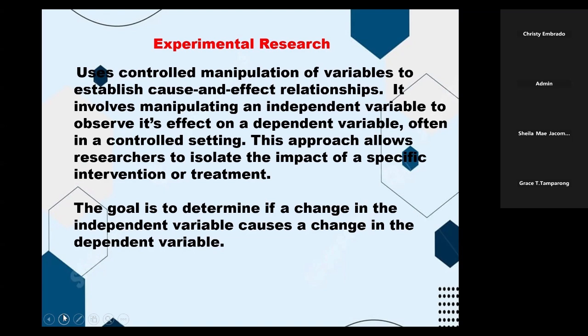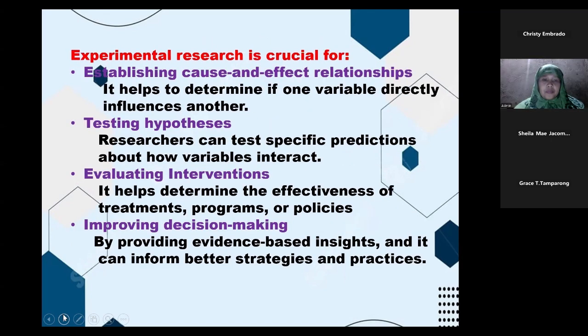Our experimental research is crucial for establishing cause and effect relationships. It helps determine if one variable directly influences another. Testing hypotheses, researchers can test specific predictions about how variables interact.